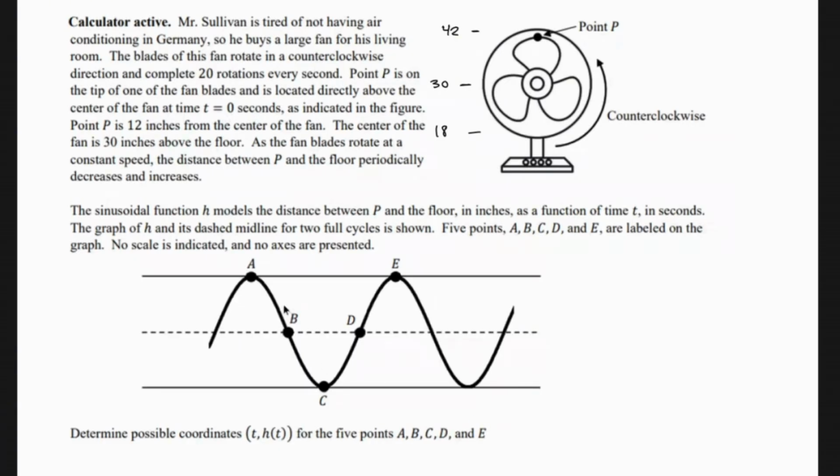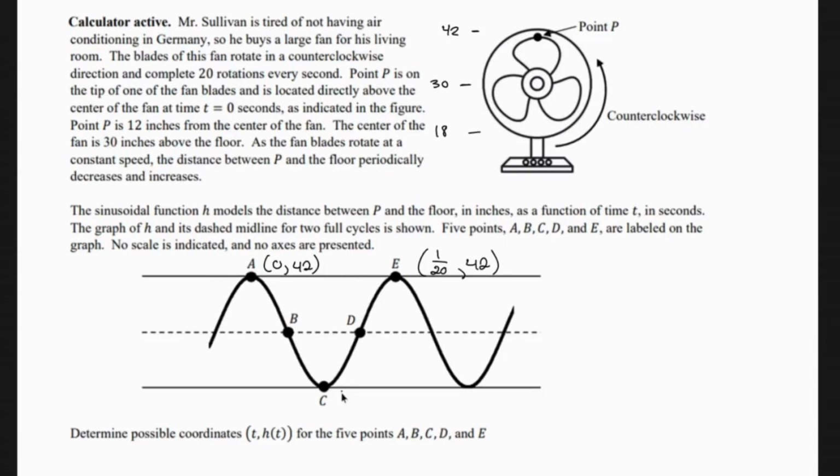Determine the possible coordinates for t, h of t for the 5 points A, B, C, D, and E. All right, so we are just creating any 5 points. It starts at the very top and comes down first. So that's exactly what happens here. So we could say that at the very beginning, we're 42 inches above the ground. This is where it gets gross because it rotates 20 times a second, which means the next time it hits the very top is going to be 1/20th of a second later. So 1/20th of a second later, we're at 42 again.